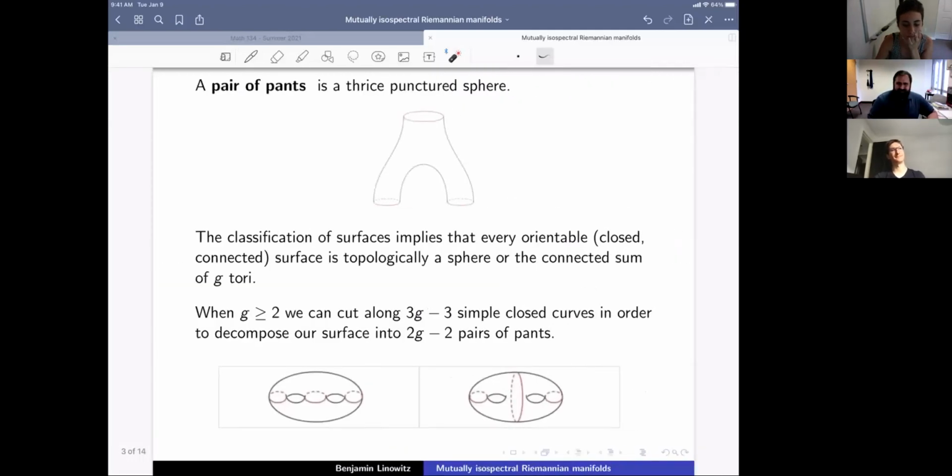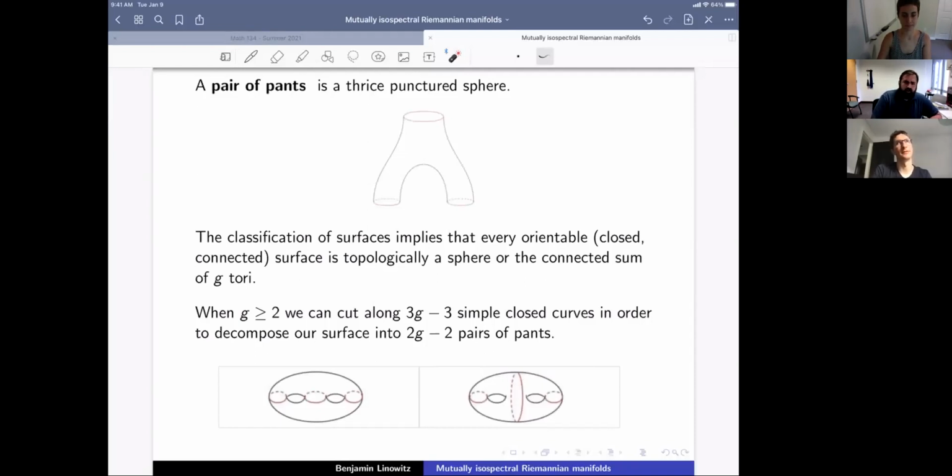I just want to go over some basic things about surfaces. To start with, I want to talk about what's called the pants decomposition. A pair of pants is a 3 times punctured sphere. It's called a pair of pants for an obvious reason when you draw it this way. The classification of surfaces implies that every orientable surface, closed and connected, is topologically either a sphere or the connected sum of tori.